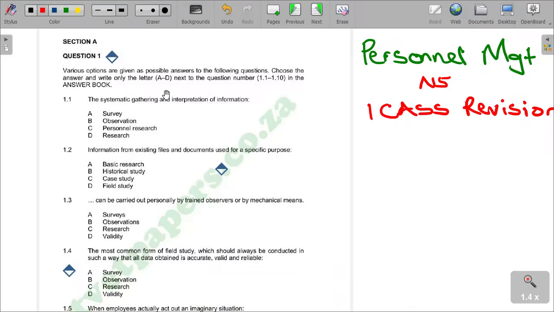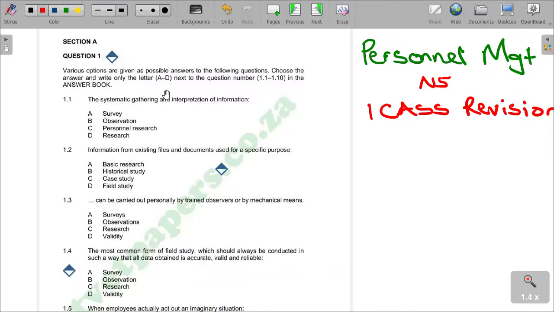So today I'm going to do a revision on personal management N5. We are going to prepare for an ICASE test 2 revision. So I'm going to cover ICASE test 1 and test 2 revision so that you can be able to prepare for the coming exam for personal management N5.